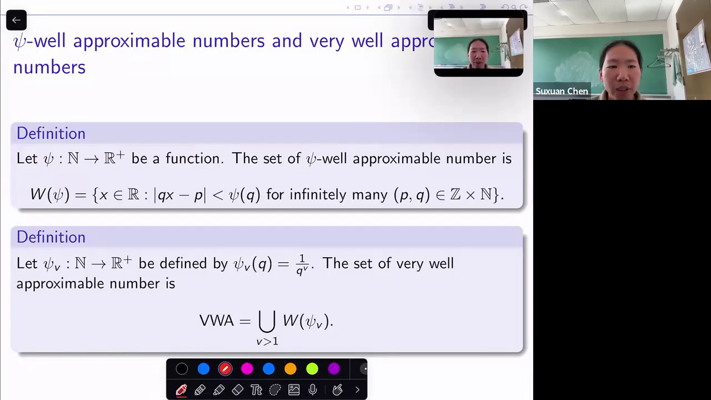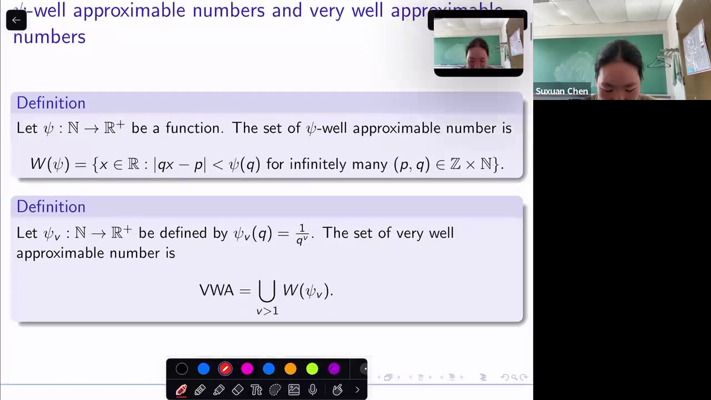And furthermore, we define a special class of psi, which is psi_v, defined by psi_v(q) equal to 1 over q to the v. And then we define the set of very well approximable numbers to be the union of all W psi_v, and we use the notation VWA to denote the set of very well approximable numbers.